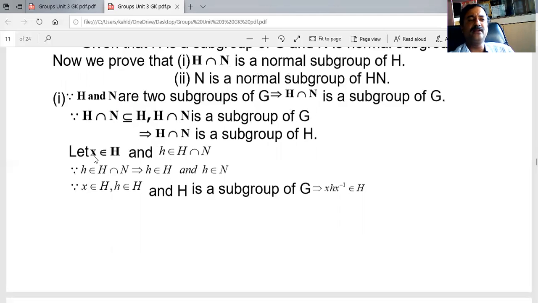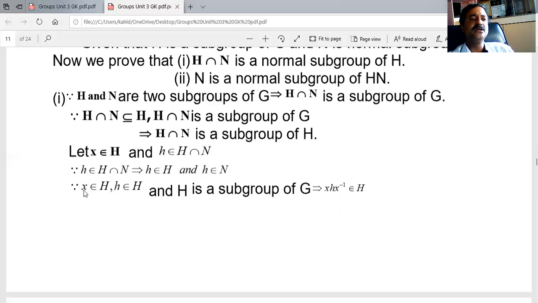For that I am taking x belongs to the big set. Here the big set is H, not G, because H intersection N is a subgroup of H. That's why I am taking the big set as H and the small set as H intersection N. I am taking x in the big set H and small h belongs to H intersection N. Small h belongs to H intersection N means small h belongs to capital H and small h belongs to capital N, both.